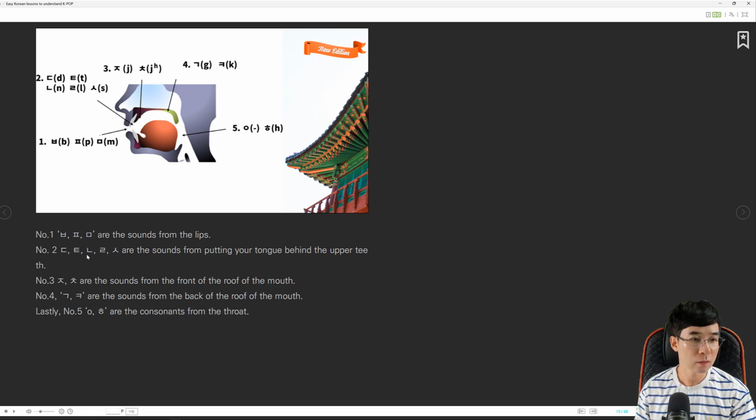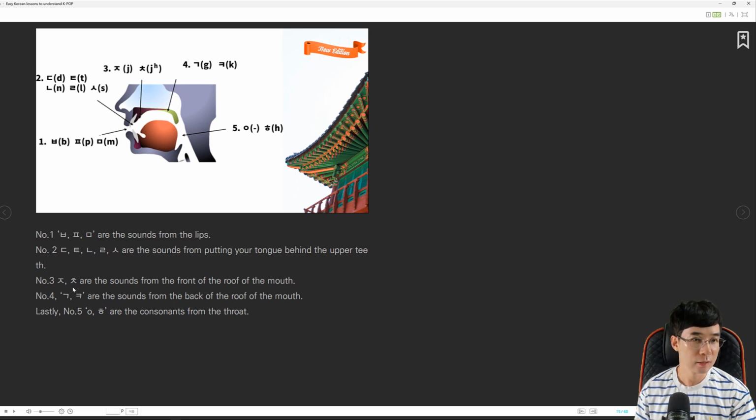디귿, 티귿, 니은, 리을, 시옷 are the sounds from putting your tongue behind the upper teeth. Putting your tongue behind the upper teeth. 드, 트, 느, 르, 스.